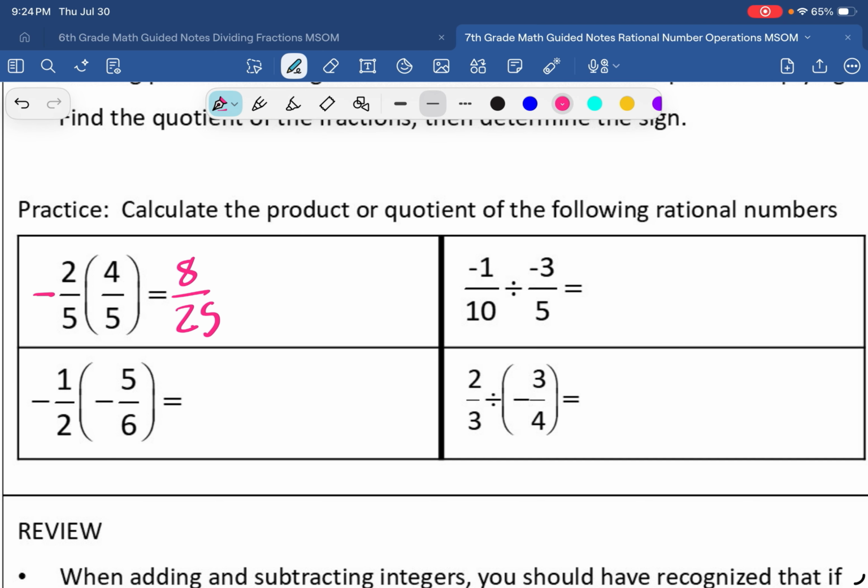Negative 1/2 times negative 5/6, multiplying across. 1 times 5 is 5. 2 times 6 is 12. I have 2 negatives, which is even, so my answer will be positive. I can just leave it as 5/12.